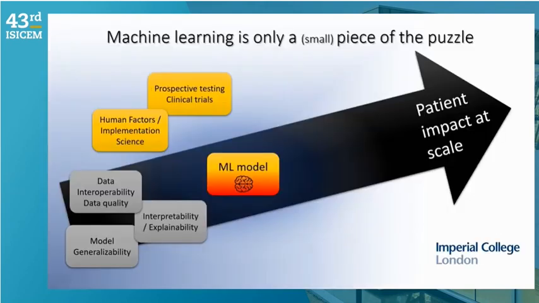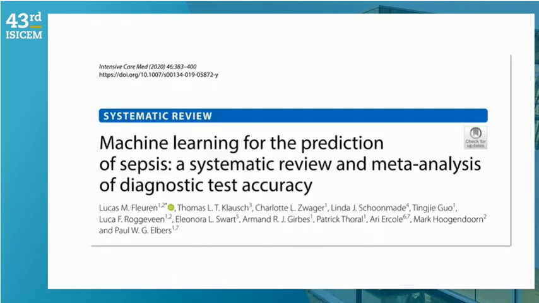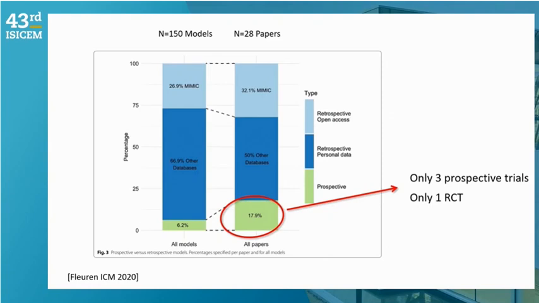Speaking of prospective testing, Paul was the senior author on this one, a systematic review of machine learning for sepsis prediction. This is 4 years ago. What they found back then was 28 papers. Out of those, there were 3 prospective trials and only 1 randomized trial with 142 patients. To my knowledge, this is still the case. Sepsis prediction is a huge topic in machine learning, and even to this day, there's only 1 randomized trial with a very small sample size. So it is a complicated thing to do.